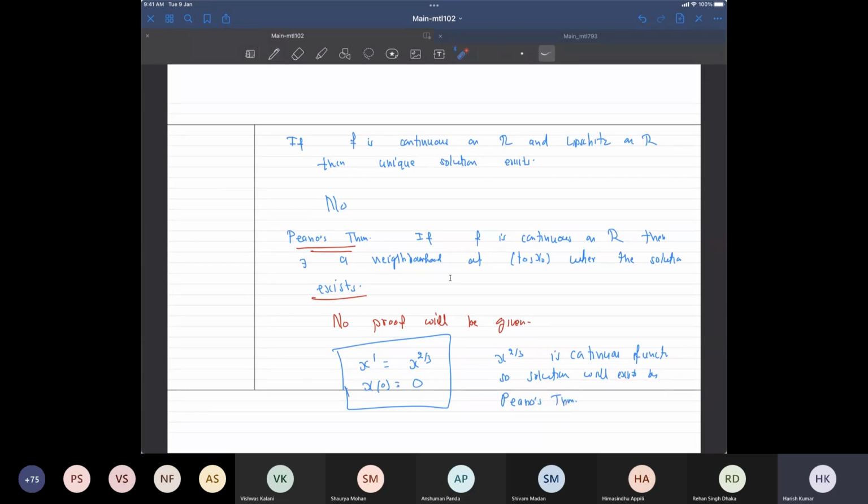Whether the solution is unique, the answer is of course no, because this is not Lipschitz continuous. So the Peano theorem does not say anything about uniqueness. It just says the solution will exist. If f happens to be continuous, you can say that a local solution will exist. Of course, the existence proof is not via Picard's theorem.